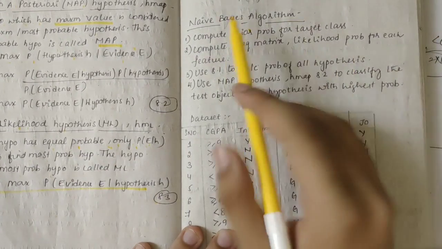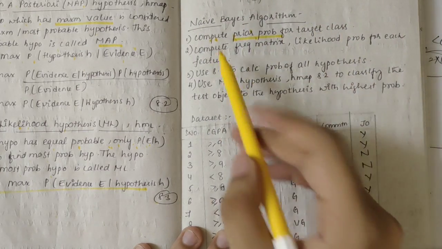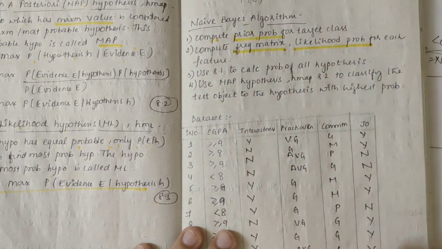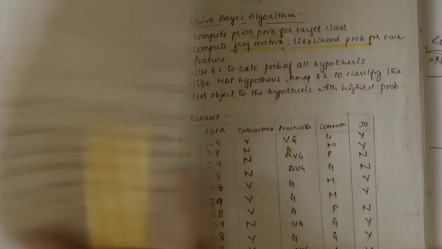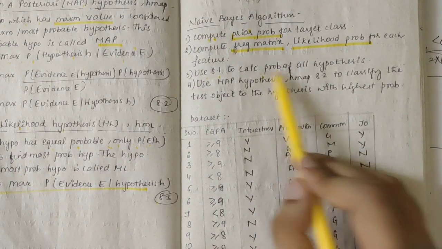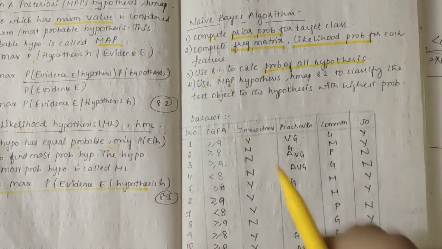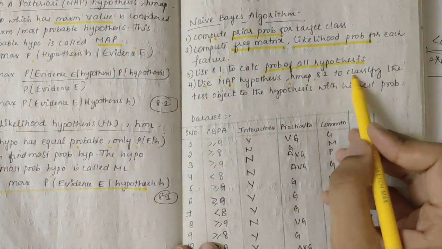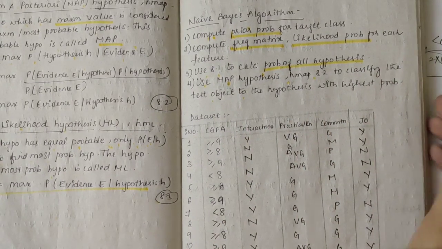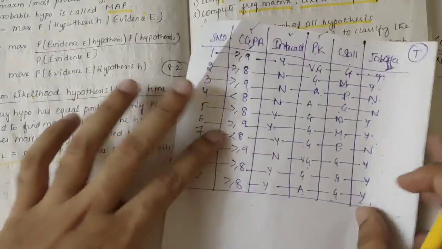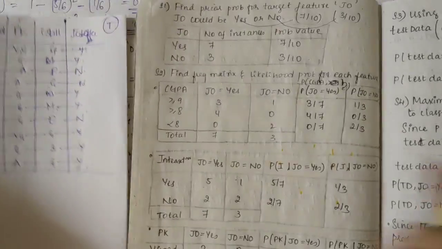In this, the algorithm first says to compute the prior probability for the given target class, and then compute the frequency matrix and likelihood probability. Then use the Bayes theorem formula which we have discussed, and calculate the probability of all hypotheses. Then use the maximum posterior hypothesis and classify the test object to the hypothesis with the highest probability. So here the same data set is being considered. We'll look into how it's solved.